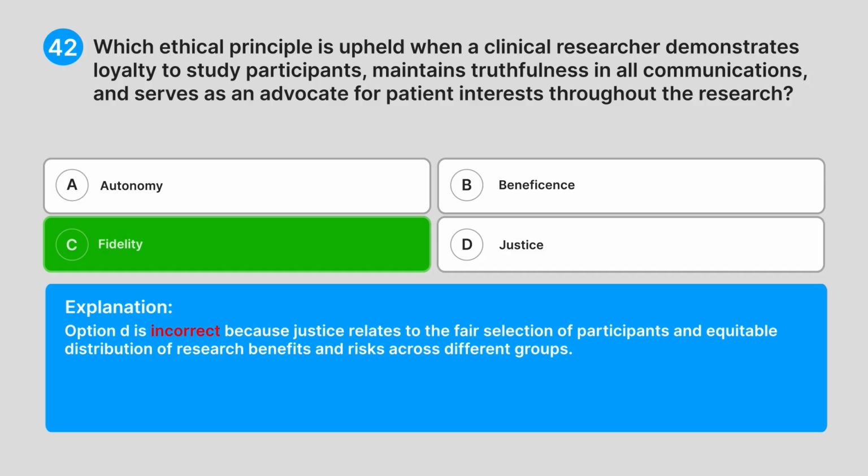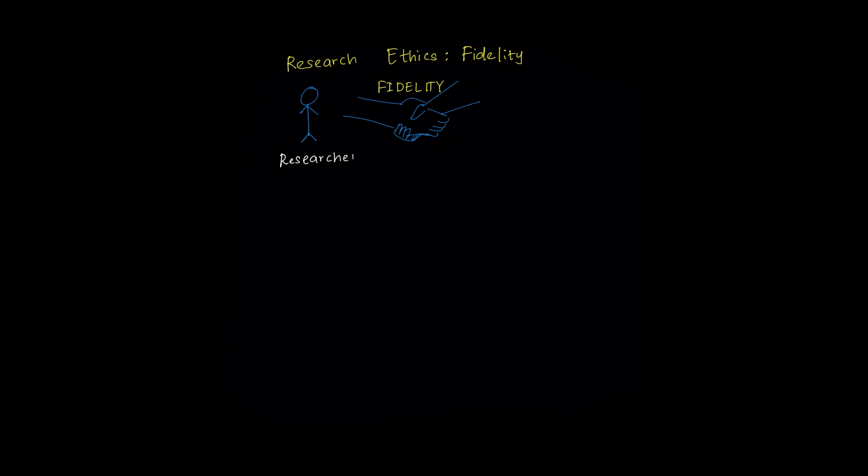risks across different groups. Now we're exploring another fundamental ethical principle that governs researcher-participant relationships. When a clinical researcher must demonstrate loyalty to study participants, maintain complete truthfulness in all communications, and serve as an advocate for patient interests throughout the research, they're upholding the principle of fidelity, which encompasses these obligations of faithfulness and promise-keeping. Think of fidelity as the ethical foundation of trust in the researcher-participant relationship.